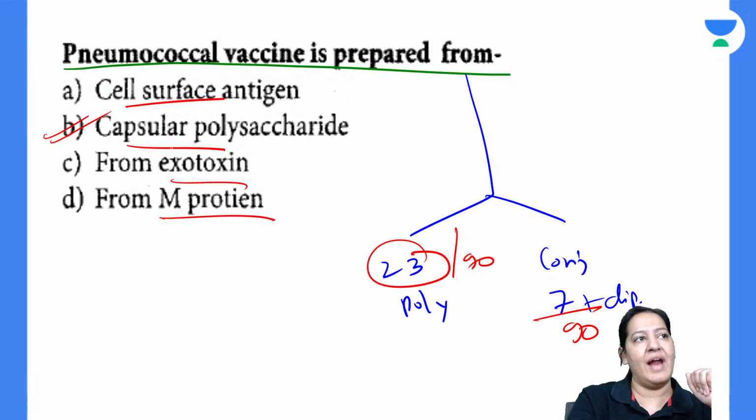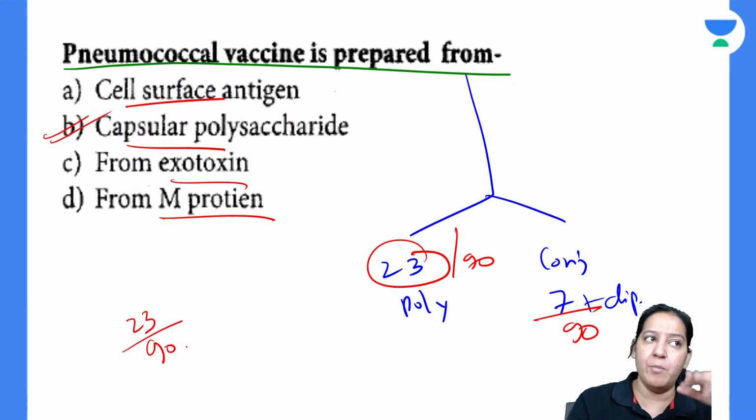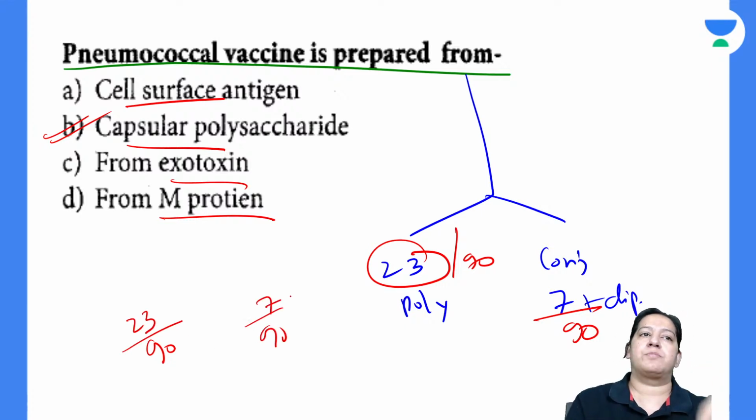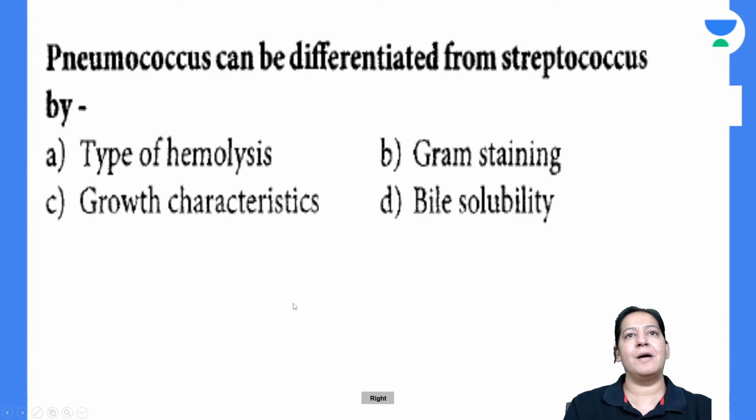Yes, Samir, absolutely right. The correct answer here is B. So of the 90 types of the capsule, we take either the 23 most prevalent or the 7 most prevalent. So the correct answer here is B. Give me a thumbs up.